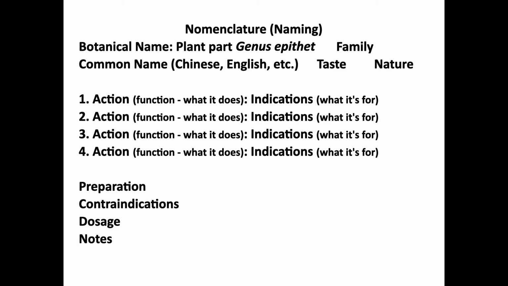Dosage is usually going to be 10 to 15 grams, or a third to half an ounce, but that'll depend on the situation. And then notes, which would include constituents, like in the Taraxacum, one of the constituents would be inulin, which is a polysaccharide in the root, which is helpful to stabilize blood sugar. So again, to reiterate, you want to know the Latin name, the plant part, the Latin name, the family, actions, indications, preparation, contraindications, and dosage, and notes.